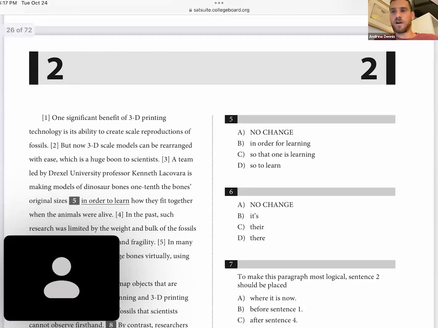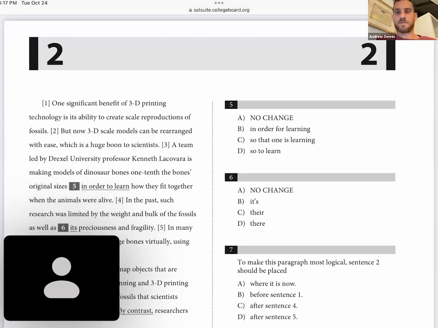One significant benefit of 3D printing technology is its ability to create scale reproductions of fossils. But now 3D scale models can be rearranged with ease, which is a huge boon to scientists. A team led by Drexel University's Kenneth Lacovara is making models of dinosaur bones 1/10 the bone's original size in order to learn how they fit together when the animals were alive. In order for learning how they fit together. So that one is learning, so to learn how they fit together, or no change.